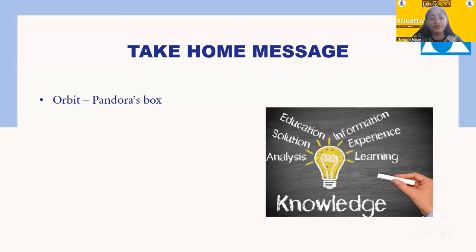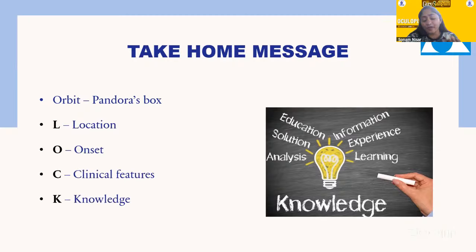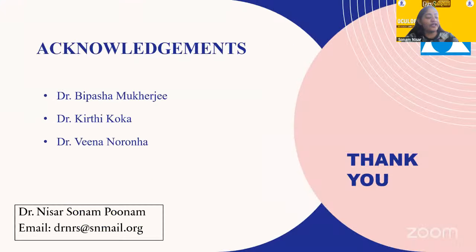So just a take-home message for the postgraduate. Yes, the orbit is a Pandora's box, but it is very easy if you follow the basic principles while examining: proper history taking, and evaluation properly, as I discussed. When you're looking at a mass, you look at the LOCK, the mnemonic, sorry. That's the location. You look at the onset, clinical features, and of course, it is very important to know your anatomy. So that's how you would examine a case of proptosis. I hope this is useful. Thank you so much. I'm going to stop my screen share.